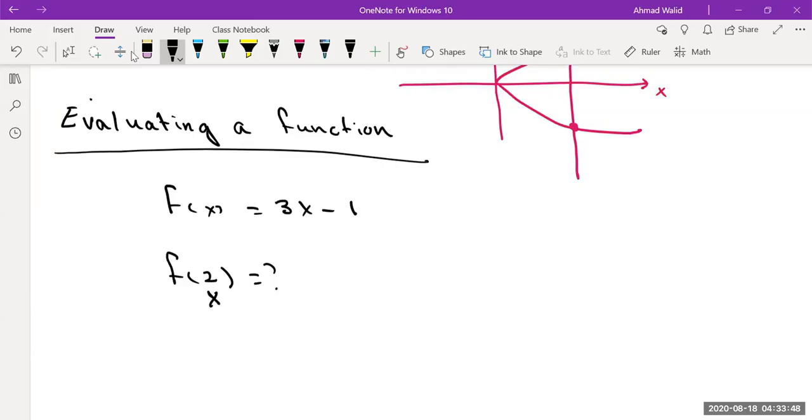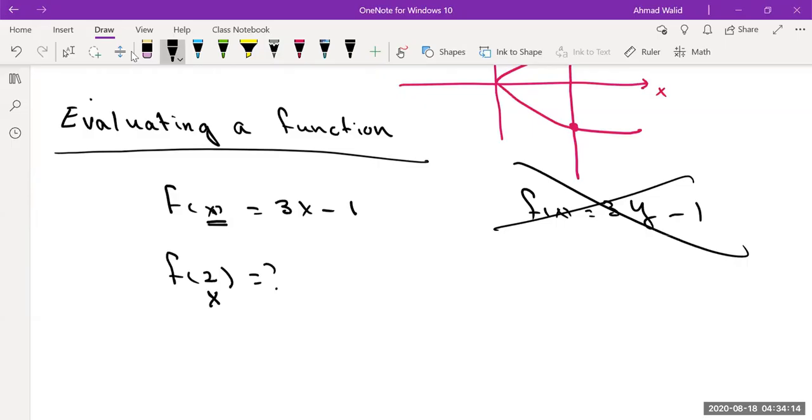But you see, okay, now how to find the f of 2? Look here. A function is given to you. f of x equals whatever variable you have here, f of x. You see the same variable on the other side. I cannot write this function like this: f of x equals 3y minus 1. Even if I write it, it's not the right way of writing. I have x on this side, I have x on this side, correct? f of x equals 3x minus 1.